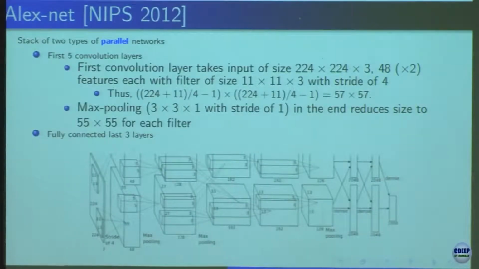AlexNet is one of the earliest architectures, 2012, which made use of this really complex machinery built on the building blocks. The first convolutional layer took an input of size 224 by 224 by 3, and then there were 48 features, 48 was the depth, and the stride was 4. Then there was a max pooling which did the nonlinear downsampling and reduced the size to 55 by 55 for each layer. It's a max pooling using a 3 by 3 filter. And the last layers are all fully connected.